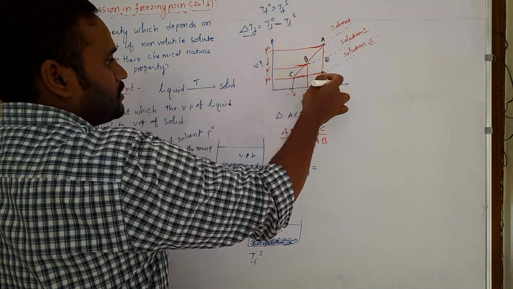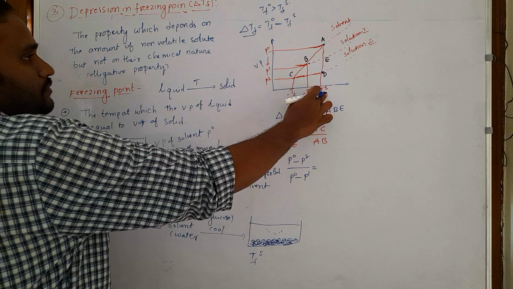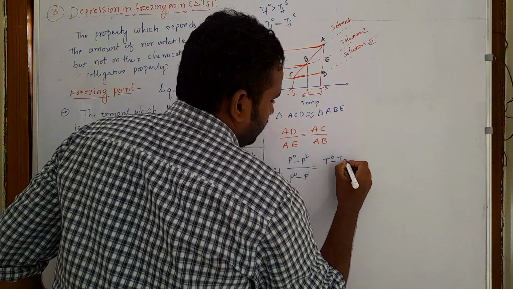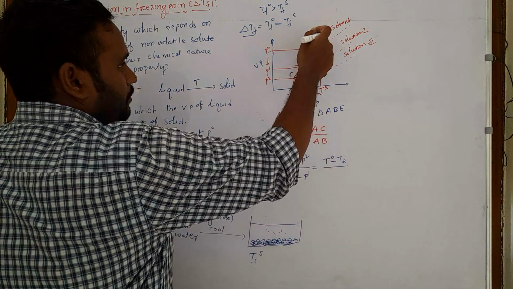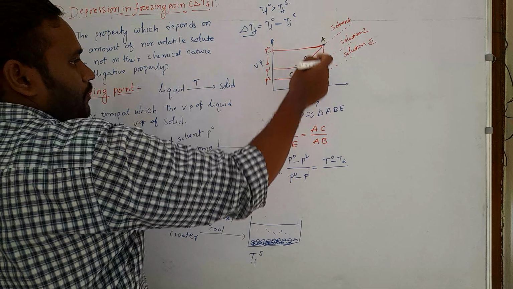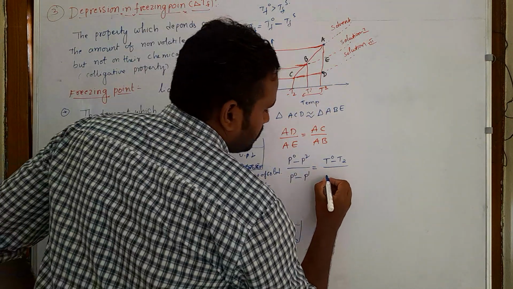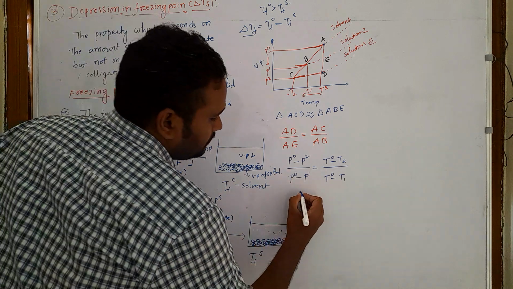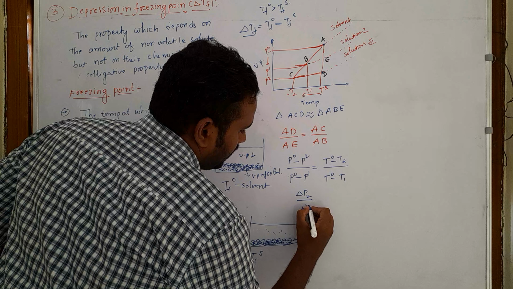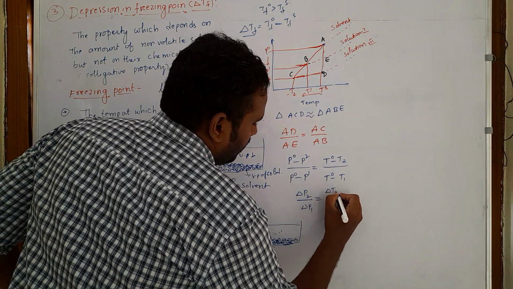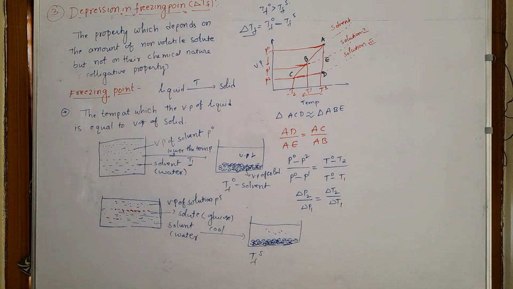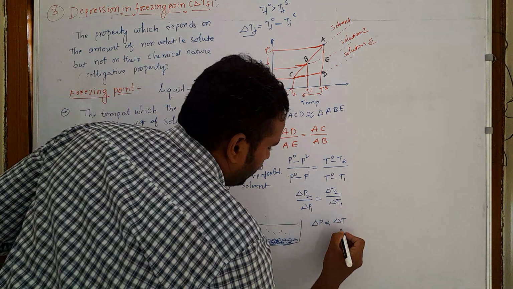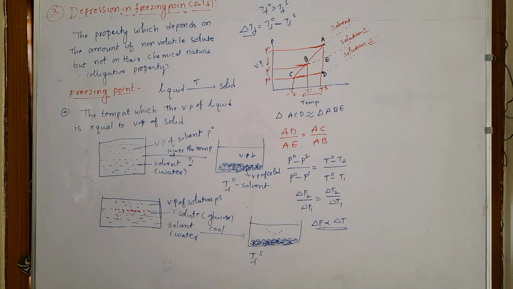What is AC here? AC means the difference between the freezing temperature of the solvent and solution 2, that is T0 minus T2, and AB is the difference between the temperature of solvent and solution 1, so that is T0 minus T1. So here we can write this as delta P2 by delta P1 equal to delta T2 by delta T1. So we can get one conclusion here. Therefore, delta P is directly proportional to delta T.